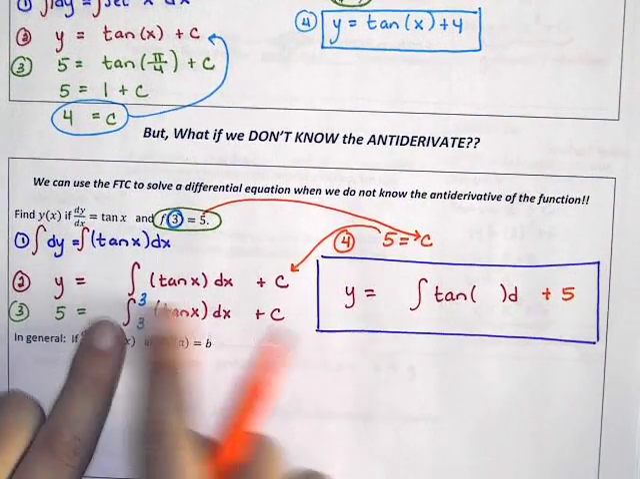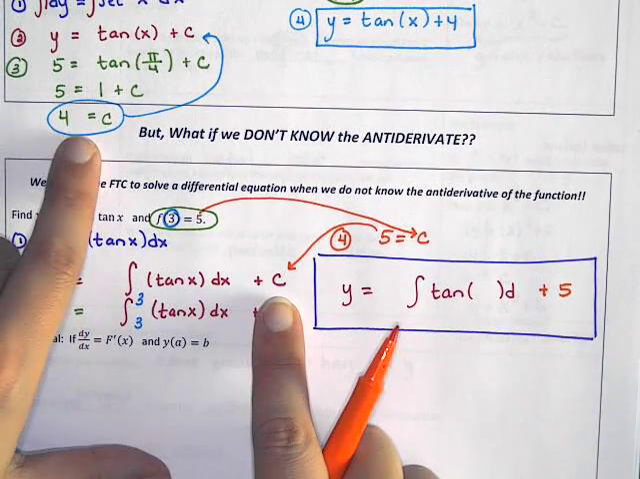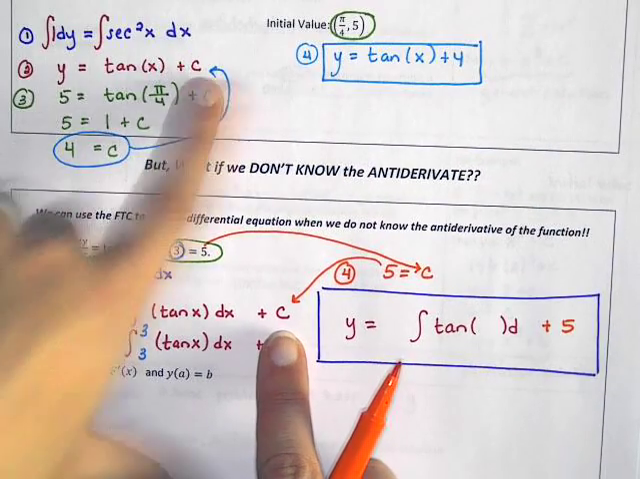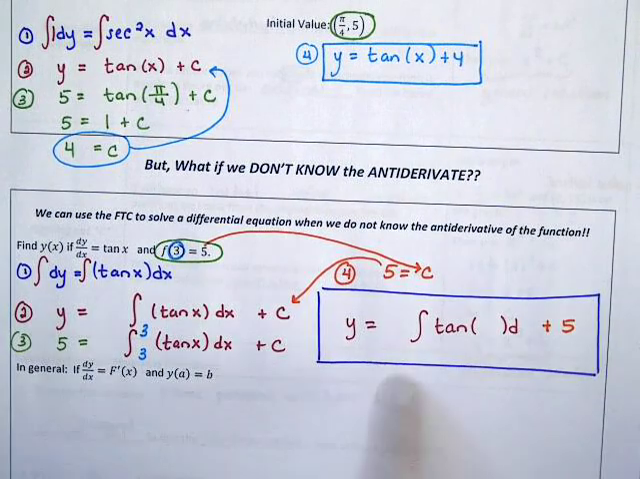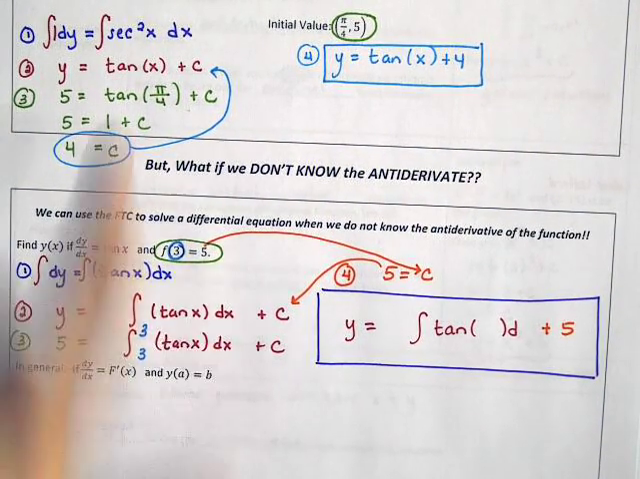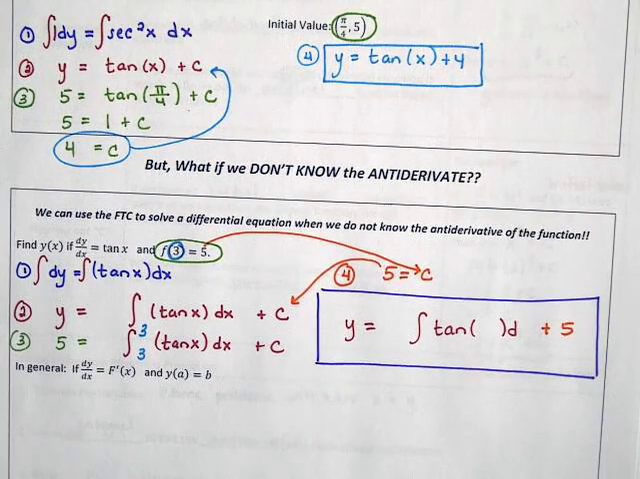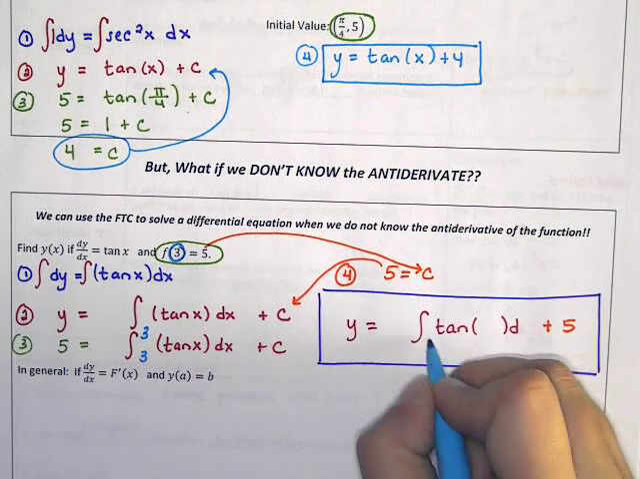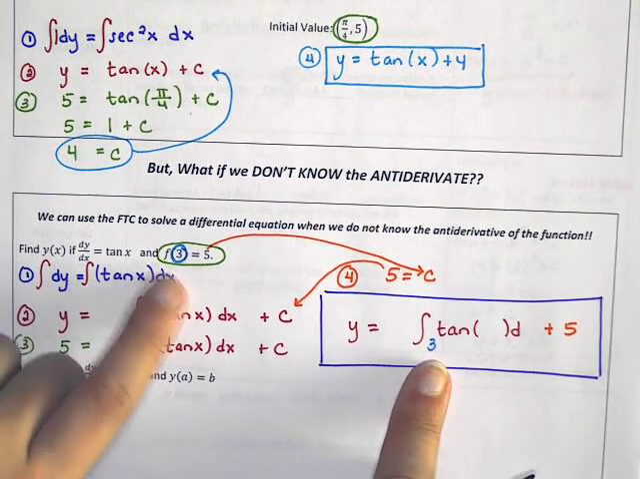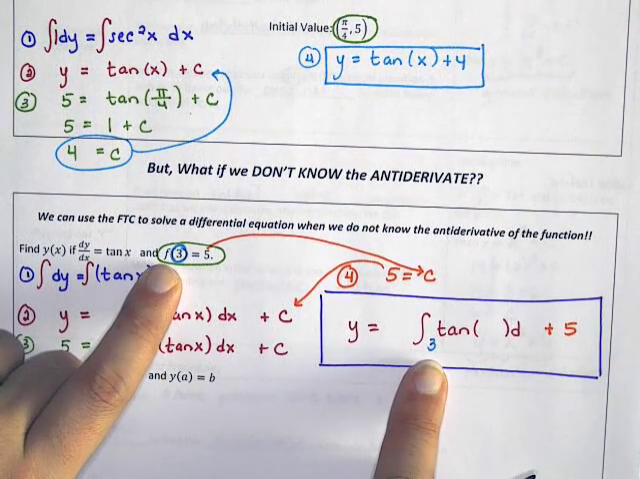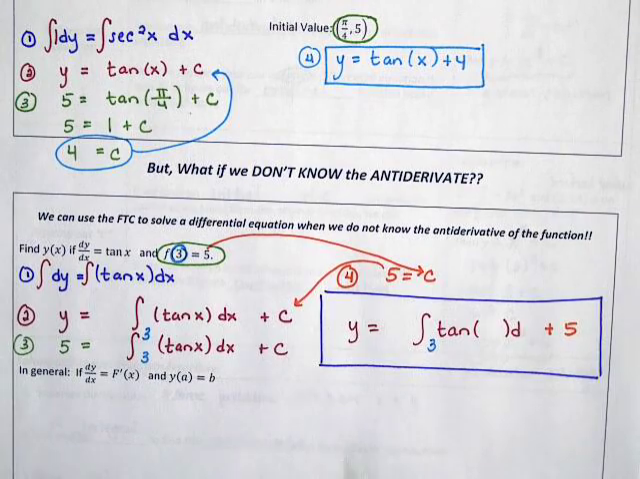So I'm just using this red function with my c plugged in, just like I did here. I'm plugging in my c and writing my new function, but my new function has an integral in it since I don't know how to evaluate it. I couldn't do the antiderivative, so it still has an integral there. And then here's the trick. Make your lower bound the x value you know you're going to want to plug in, and make your upper bound x.